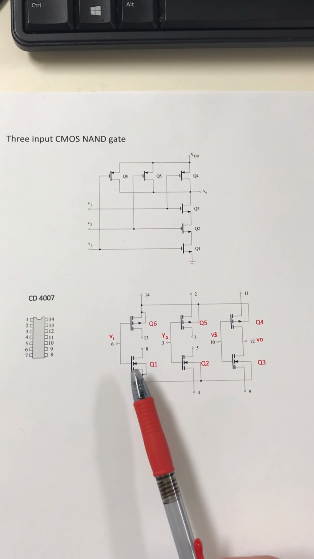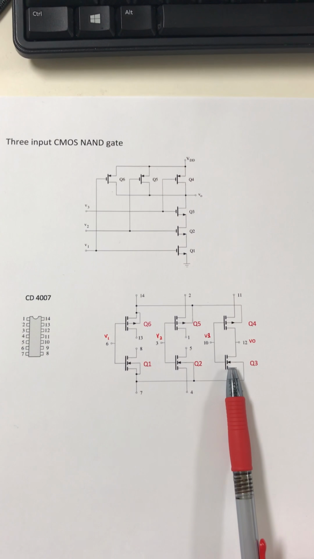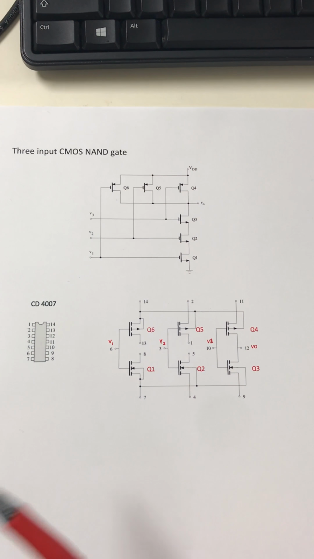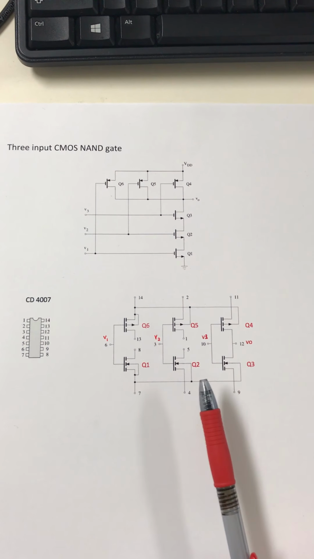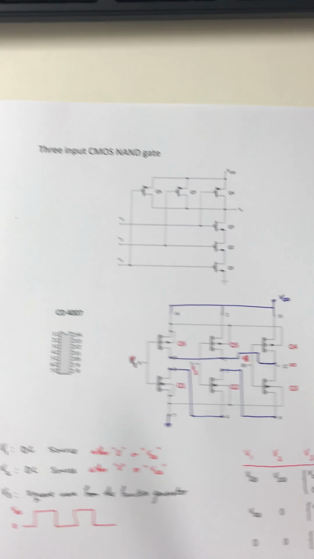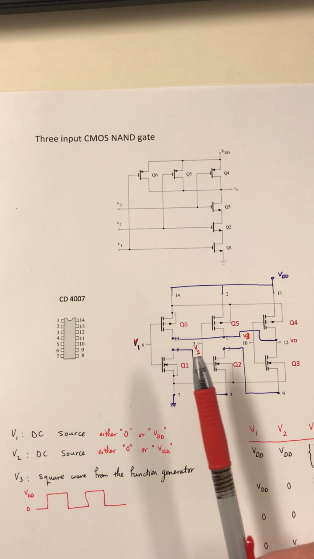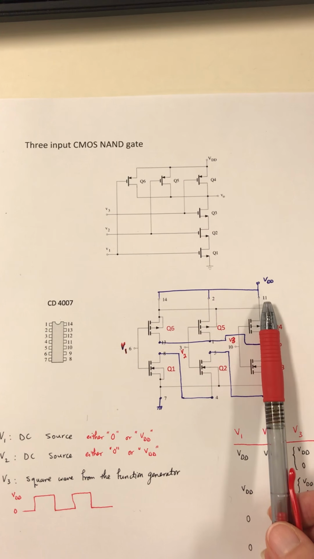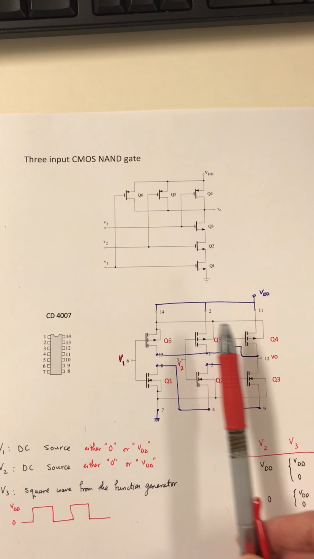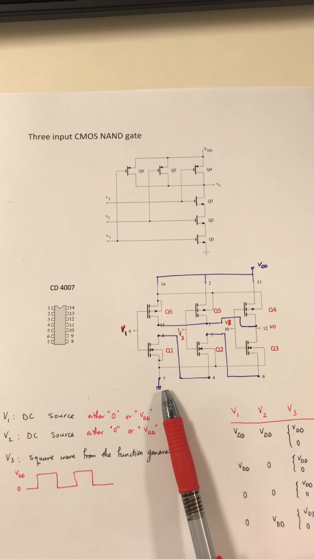It has 3 NMOS transistors, Q1, Q2 and Q3, and 3 PMOS transistors, these 3 inside my IC, and this is the internal connections for this chip. To build this NAND gate, I'm going to make the rest of the connections and connect pins 11, 2, and 14 to VDD to power up my chip, and pin 7 goes to ground.